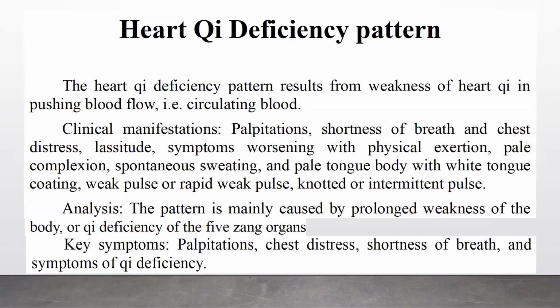Analysis: the pattern is mainly caused by prolonged weakness of the body or qi deficiency of the 5 zang organs. Key symptoms are palpitation, chest distress, shortness of breath, and symptoms of qi deficiency.